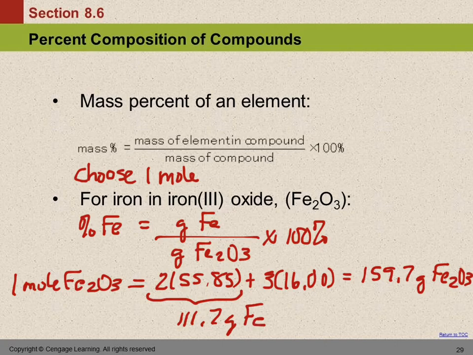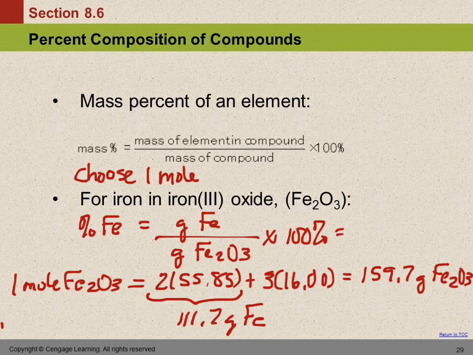So calculate the molar mass of the compound. In 1 mole of this, we have 2 moles of iron, which was 2 times 55.85. We have 3 moles of oxygen, 3 times 16. We get the whole thing weighing 159.7 grams. What mass of that is from the iron? Well, it's this part. We just calculated it. This would be the mass of the oxygen, and they're going to add up to this number. So here we have the mass of the iron, there we have the mass of the iron oxide, and we put them in the equation.